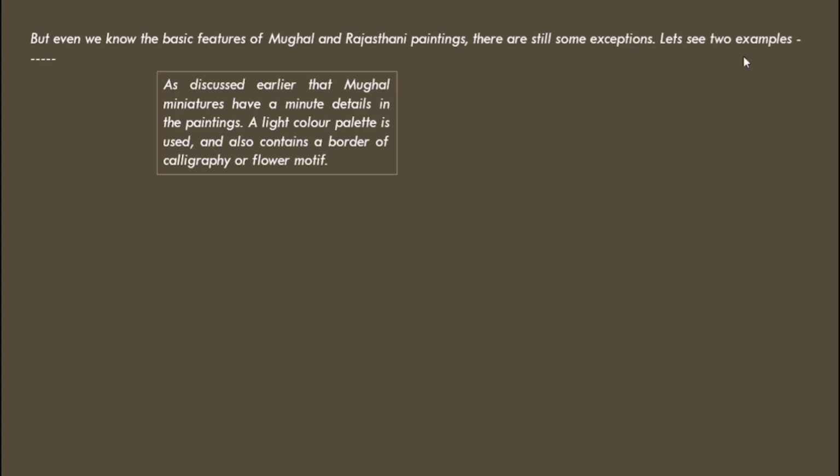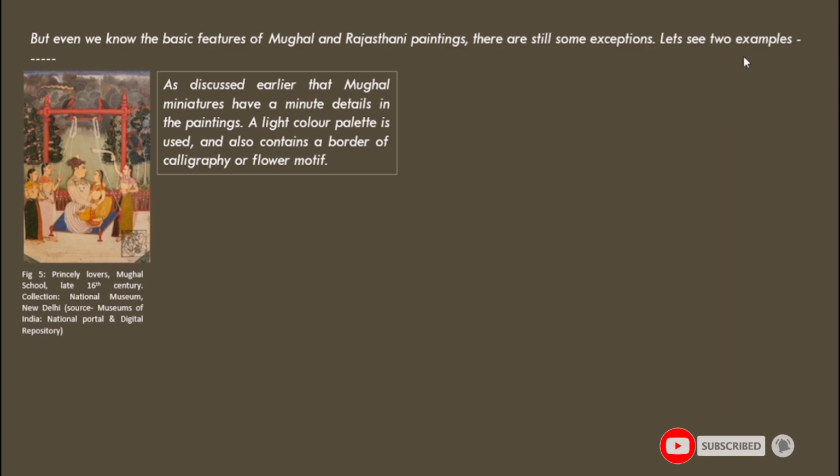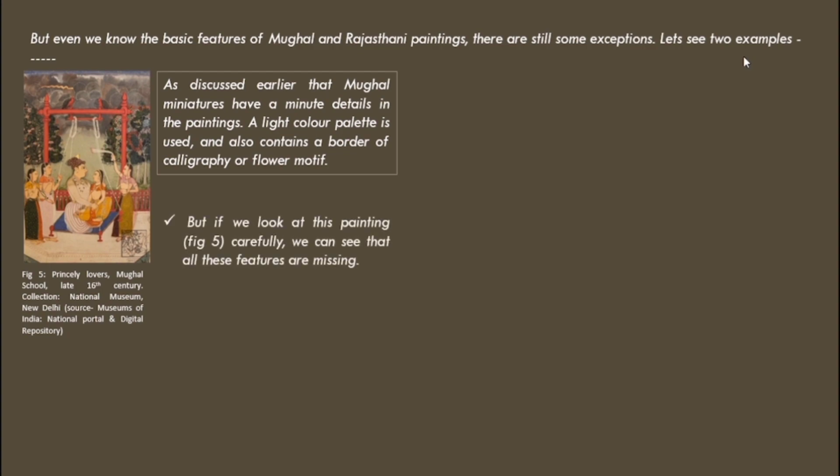If you see this picture, it is from the collection of the National Museum, New Delhi. It is titled The Princely Lovers. It will differ from what you have seen or what you have learned earlier. In this painting, if you see carefully, you can see that the minute details are missing. It is more of a 2D and flatter picture. There is no third dimension added. Even the proportions of the figures are not the same.